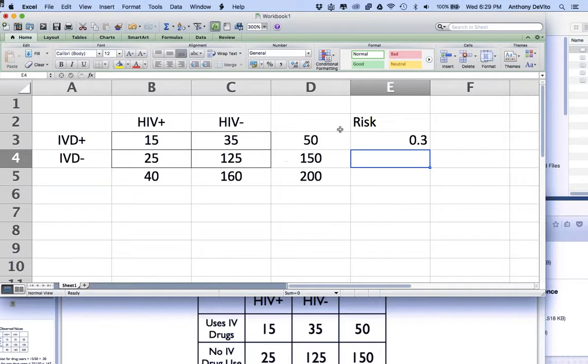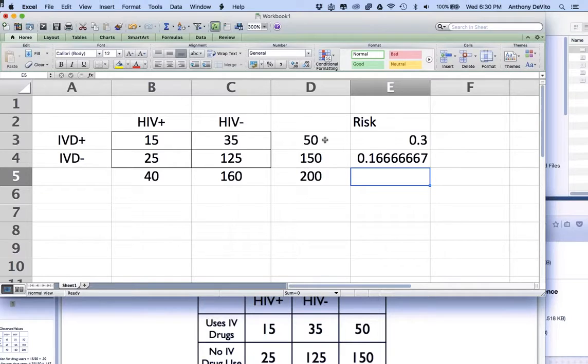Well, what's the risk if you're not an IV drug user? Well, that risk is equal to 25 out of 150 people that are not IV drug users. They maybe have other risk factors. Their risk is a little less than 17%, right? 25, is that right? It's 1/6, right? 16 or 17%. Okay, so now the risk if you're not an IV drug user is lower than the risk if you are an IV drug user.